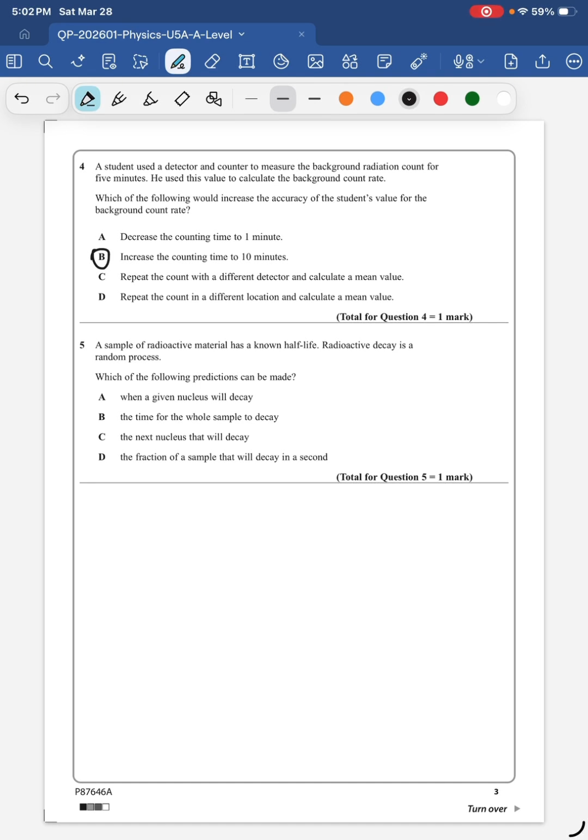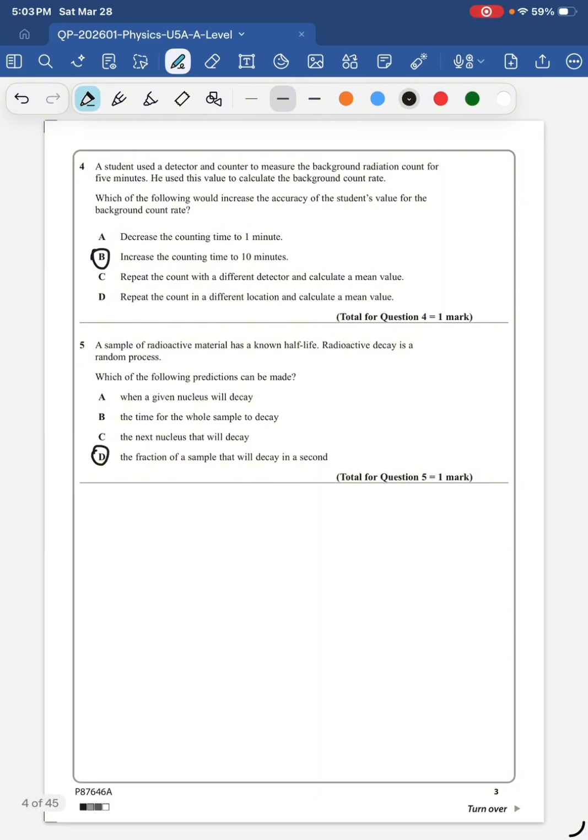It's a random process, so no. C, the next nucleus that will decay. That's impossible. We're talking about 10 to the 23 nuclei in a sample, so no. And then D, the fraction of a sample that will decay in a second. This can be predicted, actually.